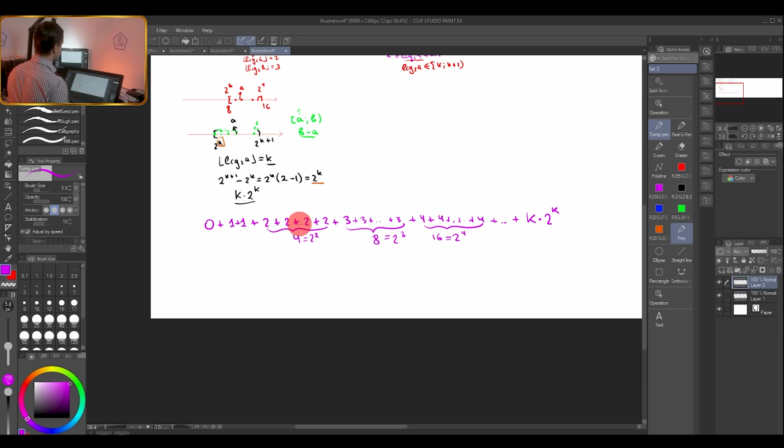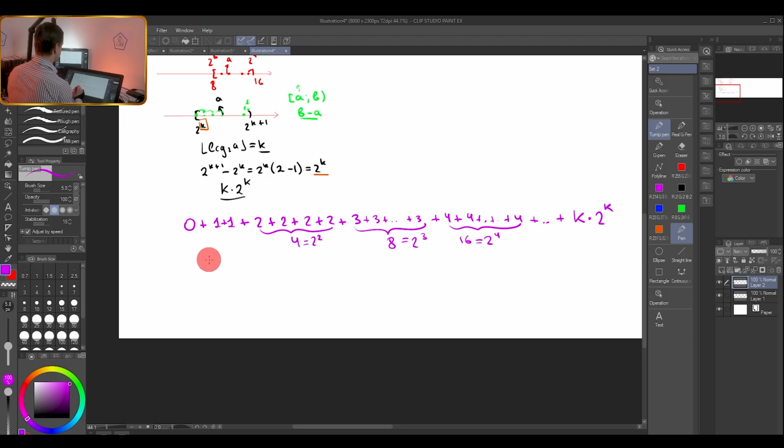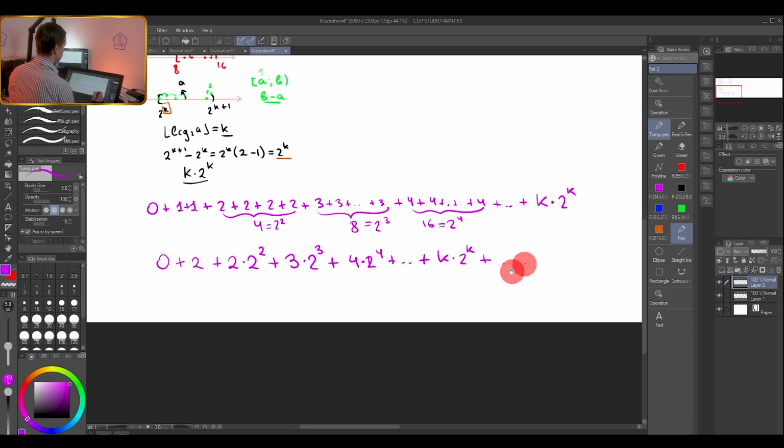This is it. So it is a very simple structure of our sum. Let's write it once again. In a very concise form, it will be 0 plus 2 plus k times 2 to the power of k. K is 2, 2 to the power of k is 2 to the power of 2, plus k now is 3, and 2 to the power of k is 2 to the power of 3, plus k now is 4 times 2 to the power of 4, plus and so on, plus k times 2 to the power of k, and plus some other numbers.